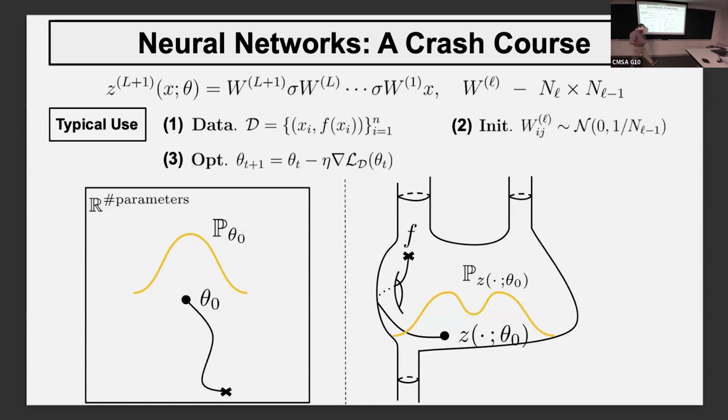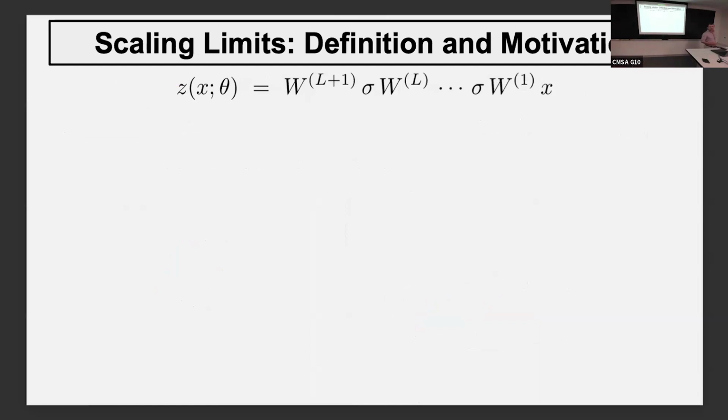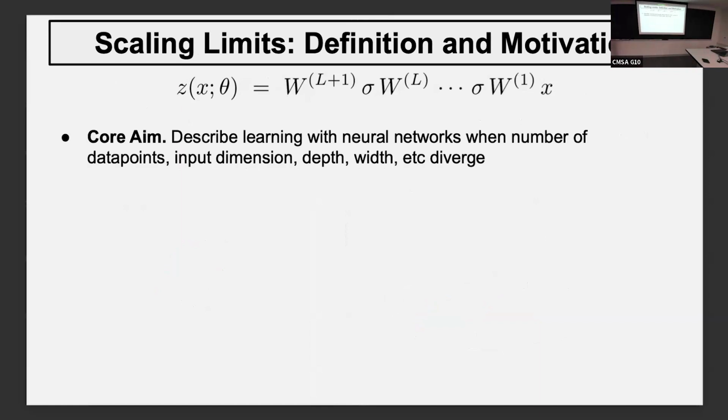Great. Okay, so now I want to tell you about the other part of the title. I said something about scaling limits. So I've just recapitulated at the top what a neural network is for me. So when I say scaling limit, I mean the attempt to analyze learning with neural networks in the regime where all the parameters that are large in practice could actually be large.